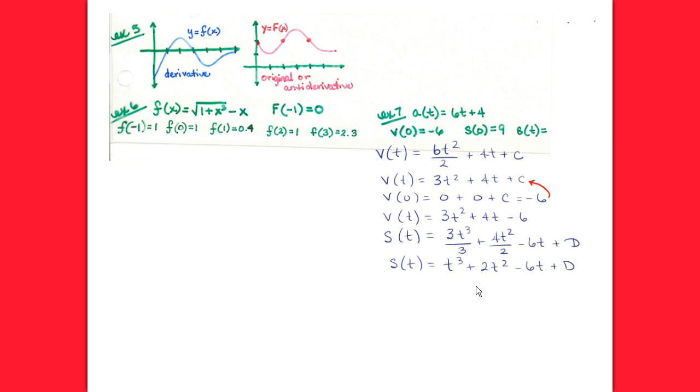All right, so the other piece of initial information that they gave me was that s of 0 is equal to 9. So now that I have my s equation, if I put 0 in the place of t, my final answer will be equal to 9. So let's do that. 0 cubed, 2 times 0 squared, 6 times 0 plus d equals 9. So I'll get 0 plus d equals 9, so d equals 9. So let's put that right there. And now I have my original position function.